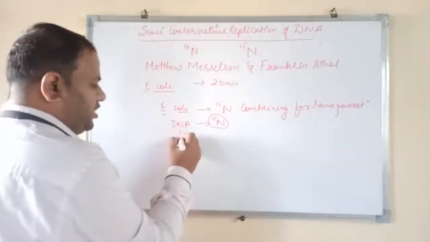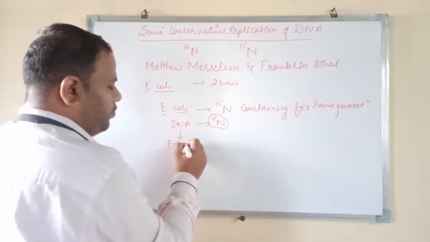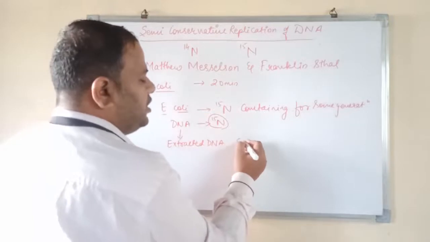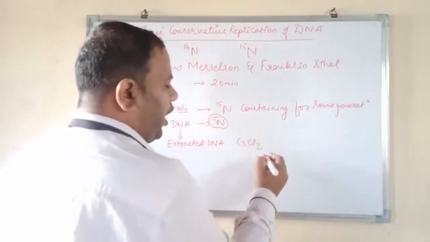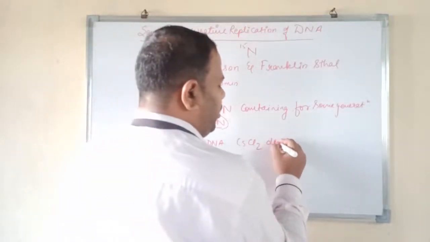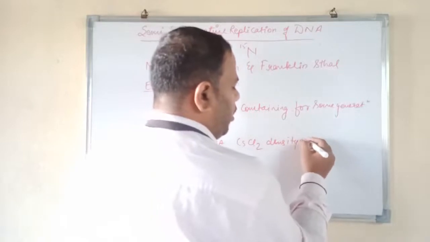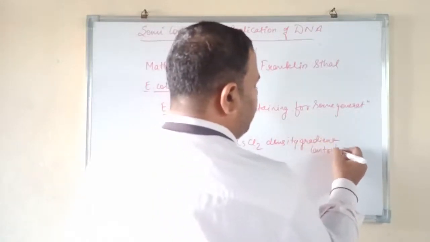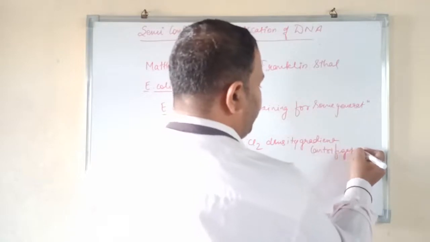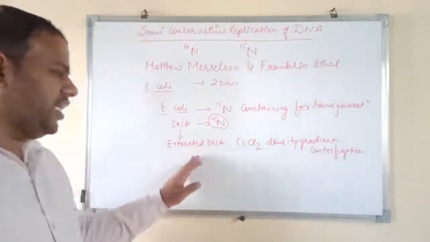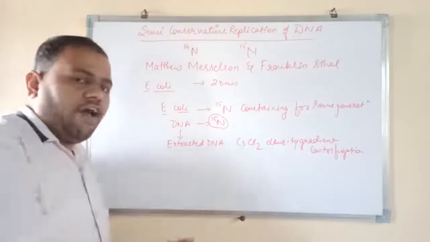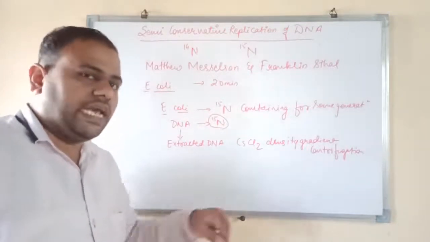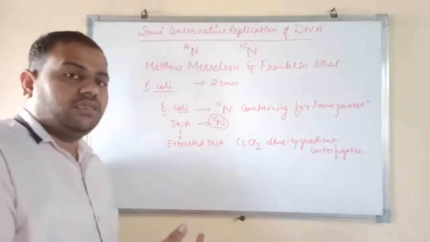What they did was extract the DNA from it and perform CsCl2, that is, cesium chloride density gradient centrifugation. When they performed this centrifugation, this DNA had a density equivalent to the cesium chloride salt that was taken in the centrifuge solution.